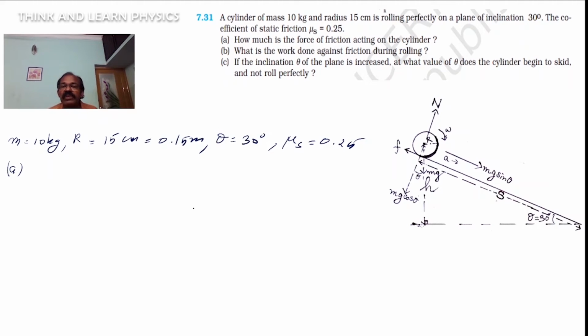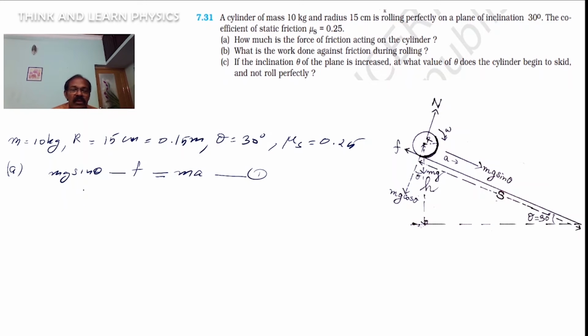How much is the force of friction acting on the cylinder? For that, let us consider the equation for translatory motion of the cylinder. The cylinder moves in the downward direction. So the resultant force acting on the cylinder in the downward direction parallel to the inclined plane is given by mg sin theta minus the frictional force F acting parallel to the plane upward. This resultant force by Newton's second law is equal to the product of mass of the cylinder and the acceleration produced, a. Let this be equation 1.